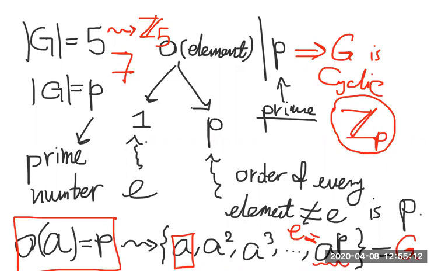So if the order of G was 7, it would have been Z7. If the order of G was 11, it would have been Z11. If it was 13, it would have been Z13. That's the case for every group with prime order. They are cyclic, they are Z to that prime order.